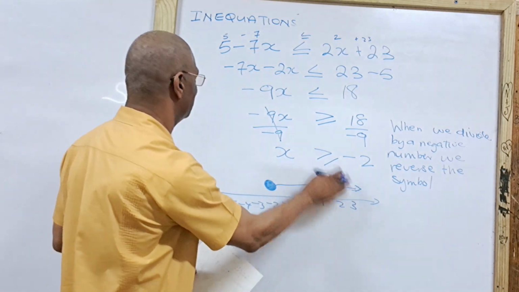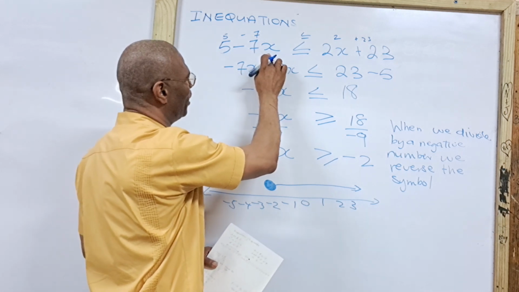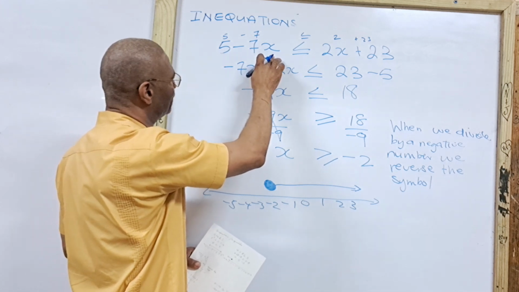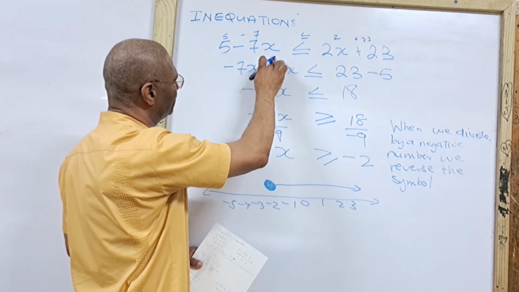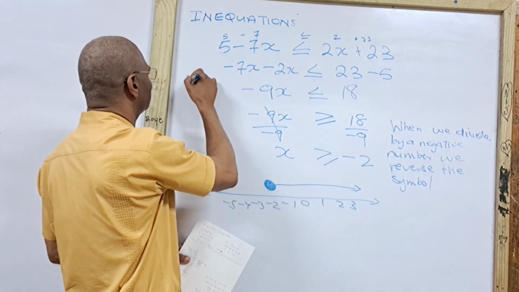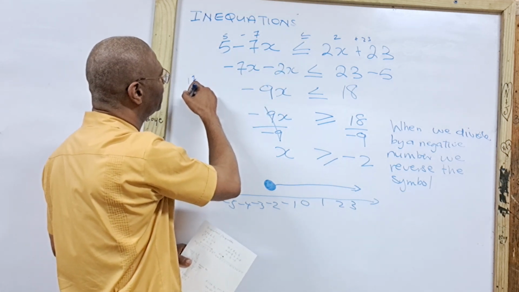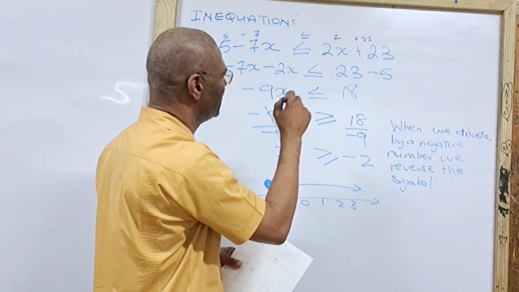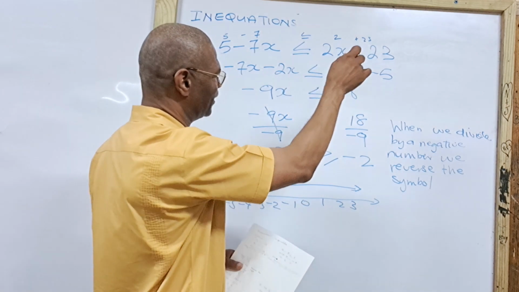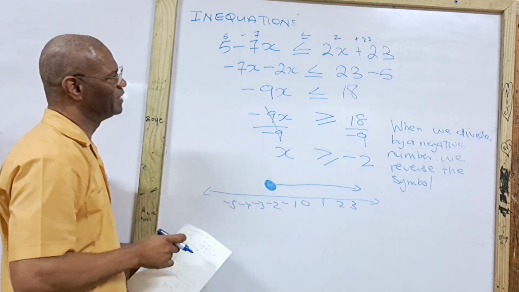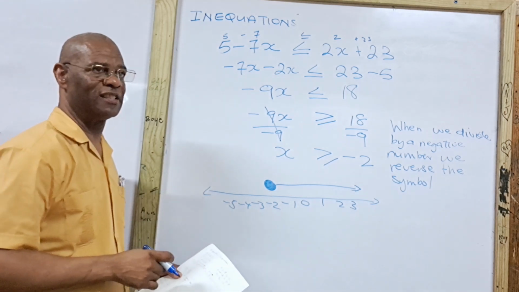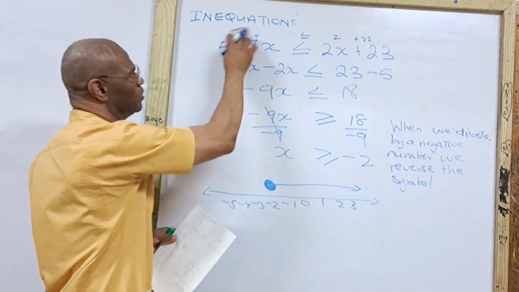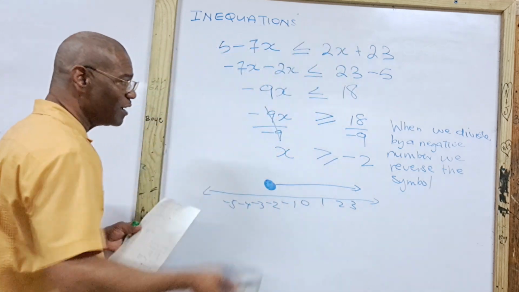If I put 3 there, so 7 times 3 is 21. 5 minus 21 is negative 16. So negative 16 is less than 2 times 3, which is 6, plus 23, which is 29. So negative 16 is less than 29. Alright? So no matter what number you choose over here, it will make that true. So there we have it.